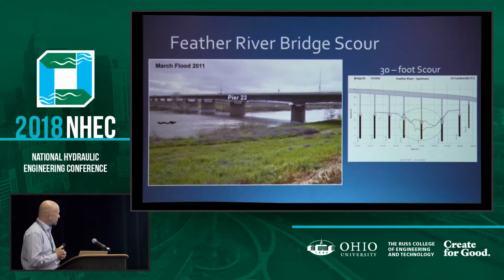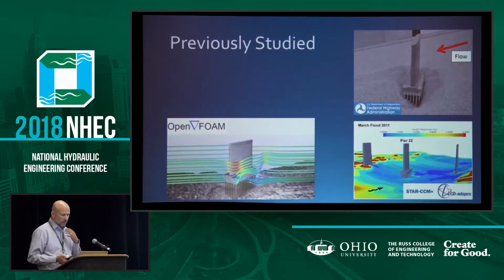So let's look at the first example again. What Dr. Kroshanajad has done with the Feather River. So this was a site at which, if you look in the chart on the right, we measured about 30 feet of scour during this event that was going on. And so we wanted to see how his code would work.